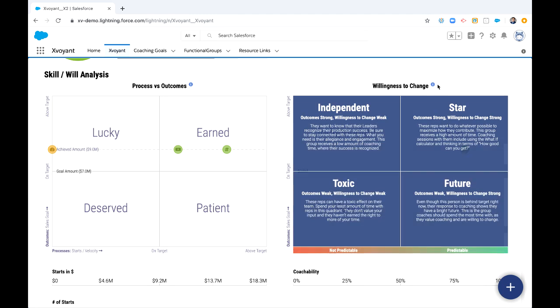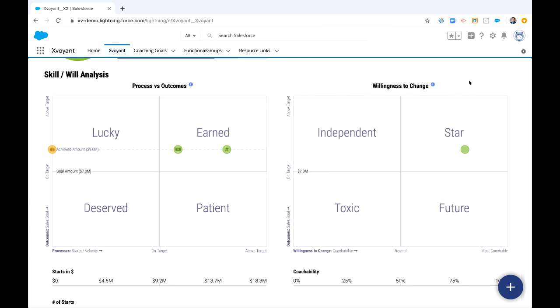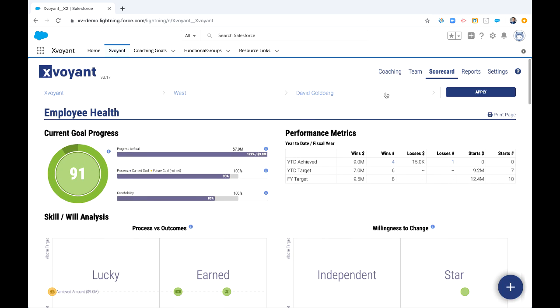In the willingness to change quadrant, this is where you see coachability. Again, if you're over the horizontal line, it means that you are over your sales target. If you are under, you're under your sales target. If you are to the right of the vertical line, you are coachable. If you are toward the left, you are not coachable. So this person is in the earned category, and they're also a star performer because they are coachable. Now we'll go back to our poor performer.